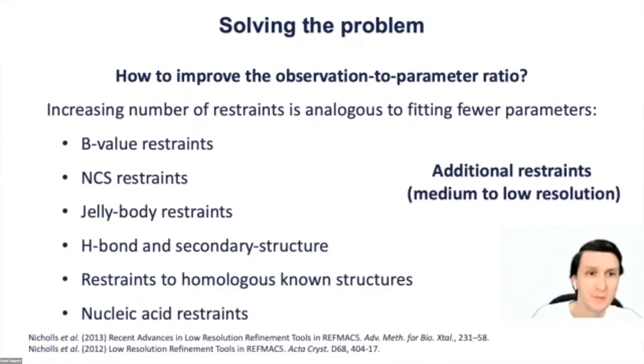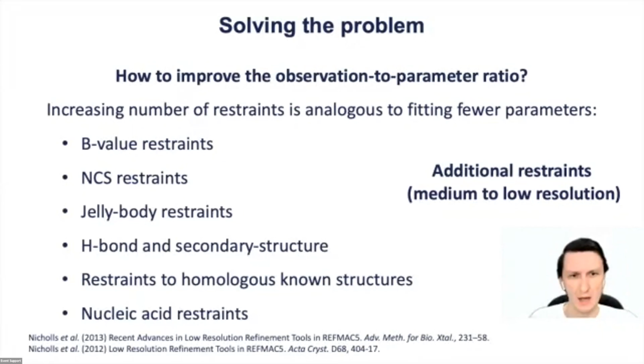As resolution goes lower, we can start applying more and more additional restraints that are based on our prior knowledge. Restraints on B-values, and NCS restraints on non-crystallographic symmetry. If we have several identical protein chains in the asymmetric unit, we may keep their conformation similar and use these as restraint.